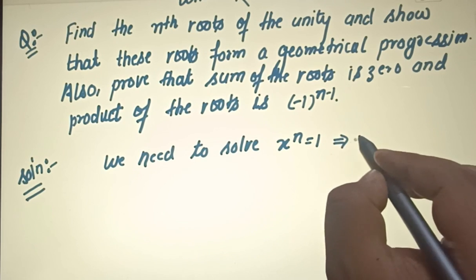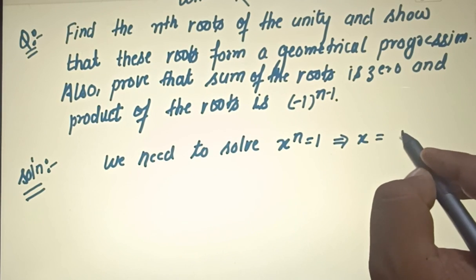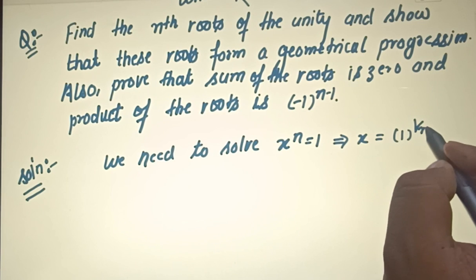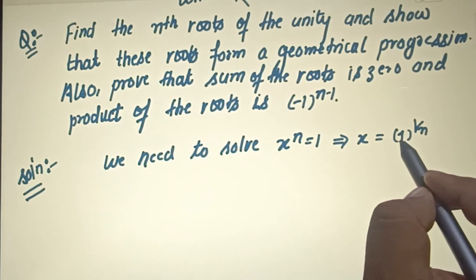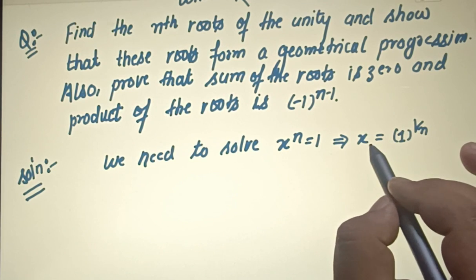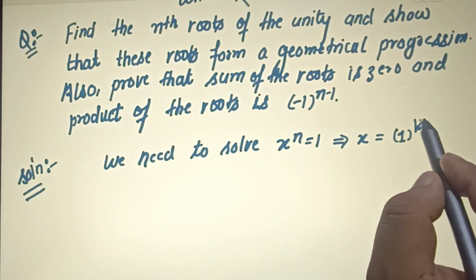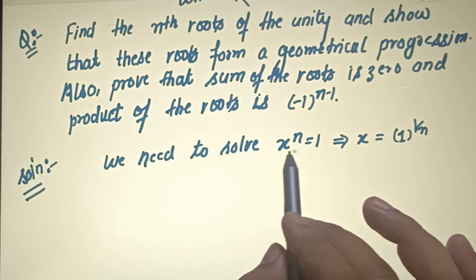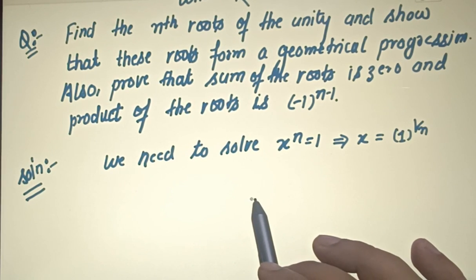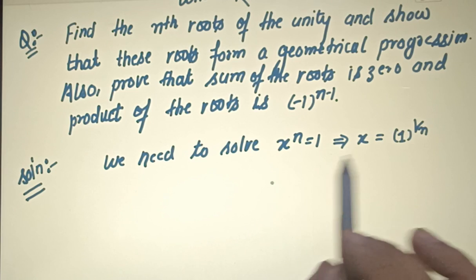This implies that x equals 1 to the power 1 by n. The nth roots of unity means we need to calculate x equals 1 to the whole power 1 by n. That means we need to calculate the n roots of this polynomial. So how will we decide the n roots of this polynomial?